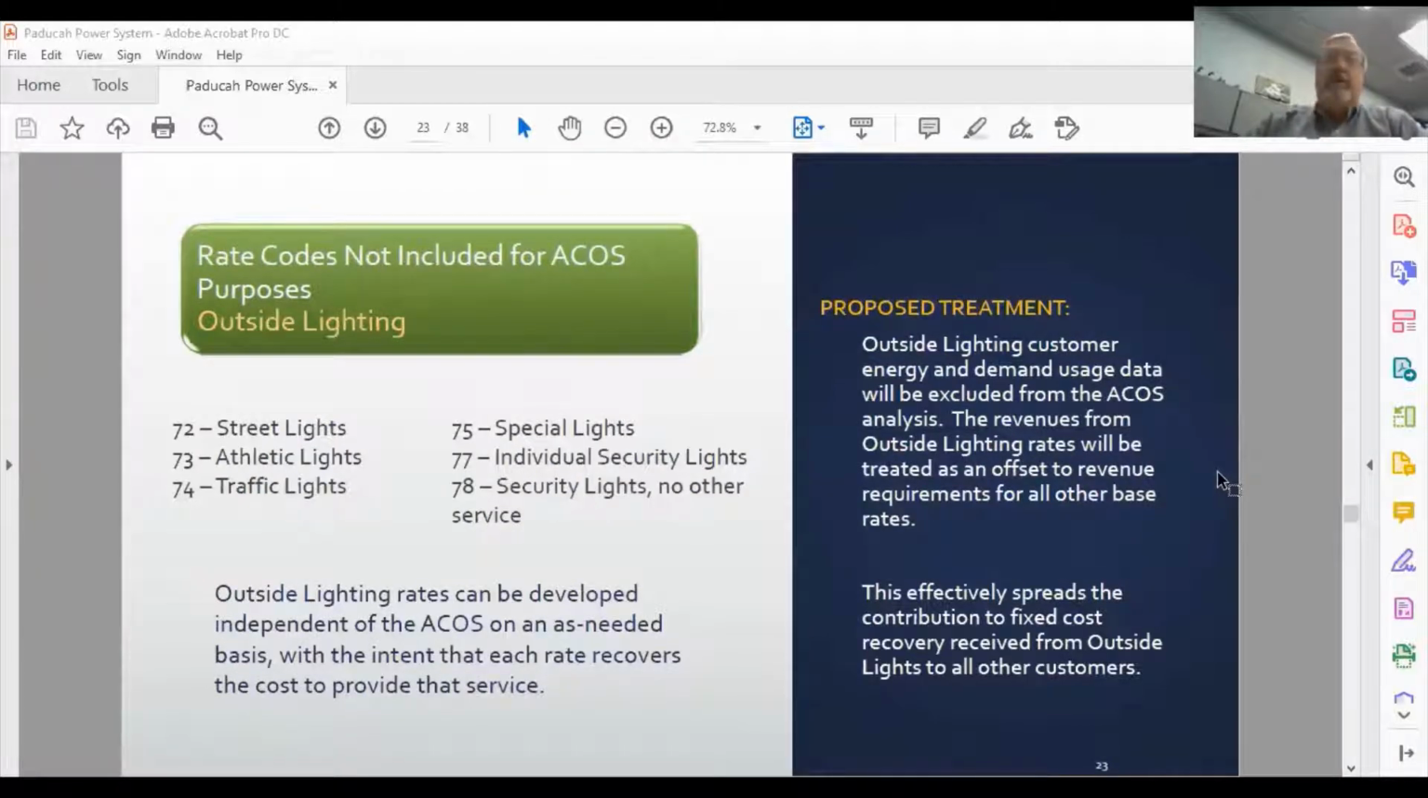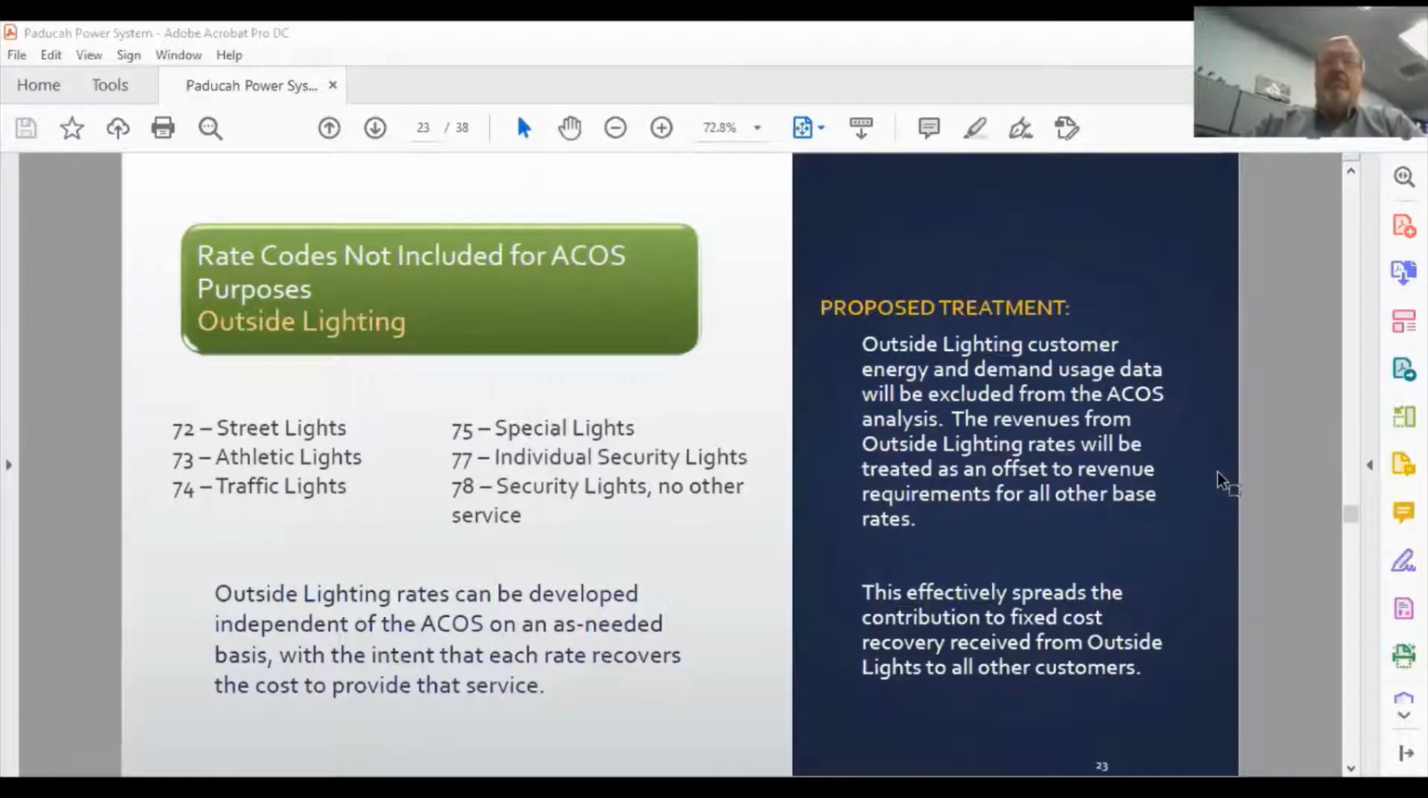And finally, lighting, all of those different rate codes for outside lighting are going to be excluded from the allocated cost of service. And for two reasons. One, those rates can be developed independent of the allocated cost of service, and can be revised on an as-needed basis, separate from the cost of service. It helps to have some of the data from the cost of service, but it's not necessary.